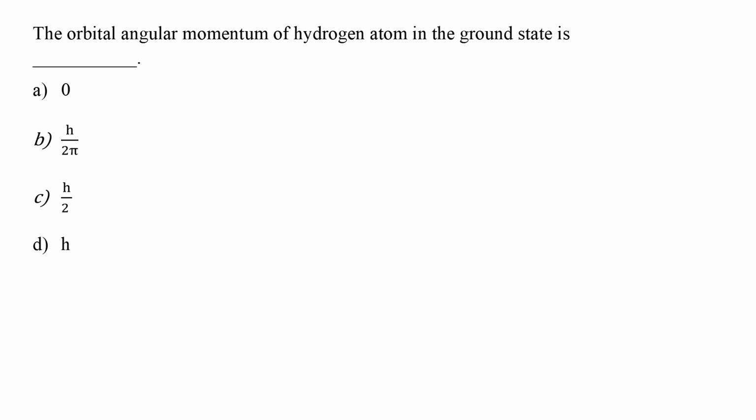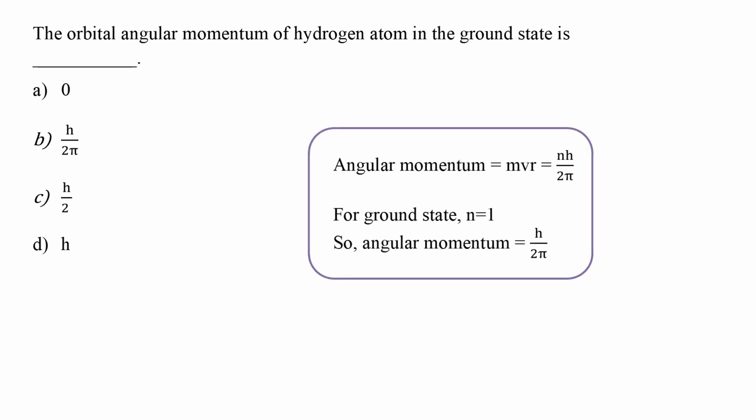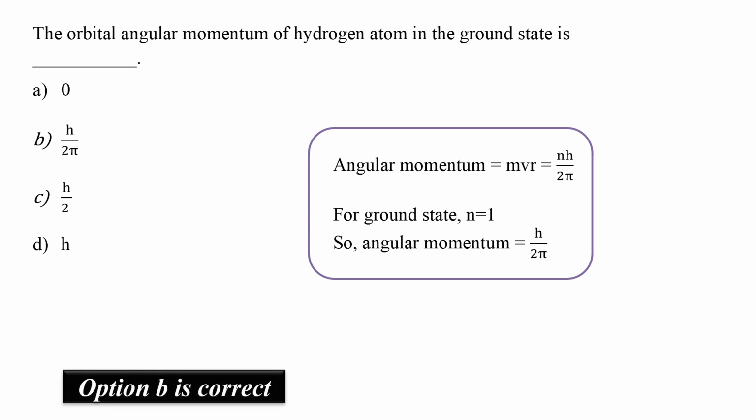The next question is, the orbital angular momentum of hydrogen atom in the ground state is. Now, angular momentum is mvr, which is equal to nh upon 2 pi. For the ground state, n is equal to 1, so angular momentum will be h upon 2 pi. That is option B.